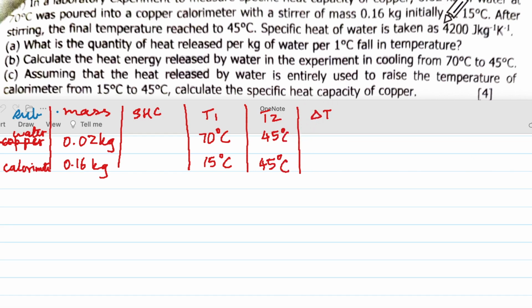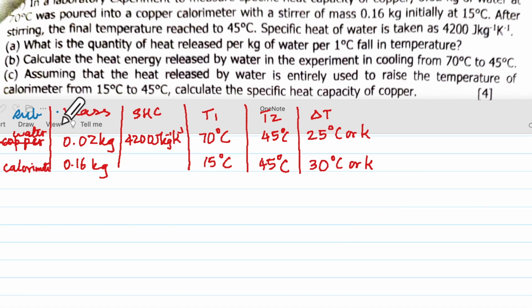And take SHC of water. So water is 4200 joule per kg per Kelvin, and delta T over here will be 70 minus 45. How much is that? 25 degrees C, or it will be Kelvin, and here it will be how much? 30 degrees C or Kelvin. Are you clear up to here? All of you clear up to here?